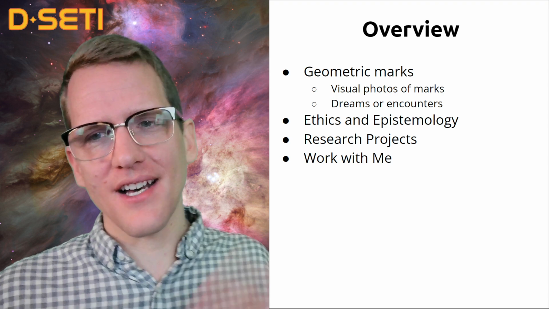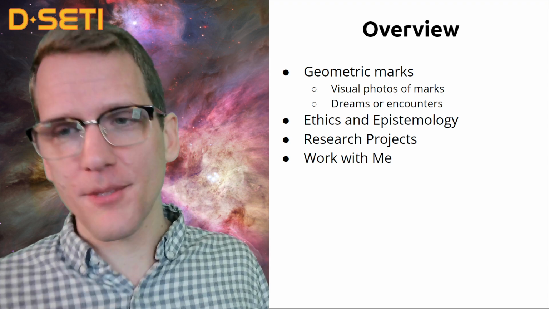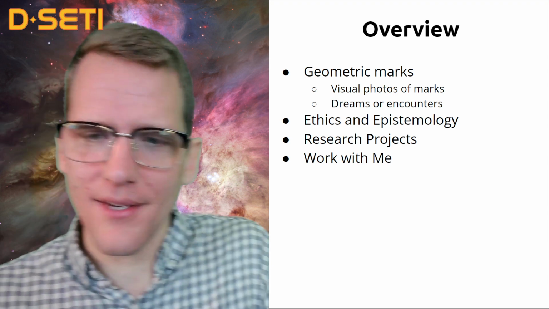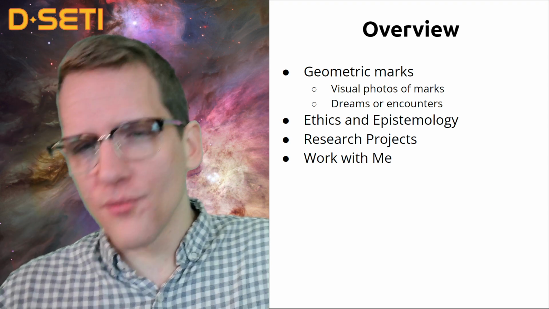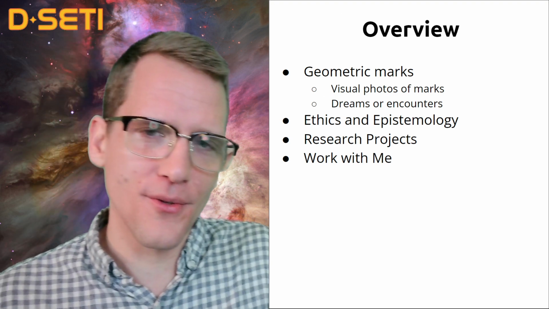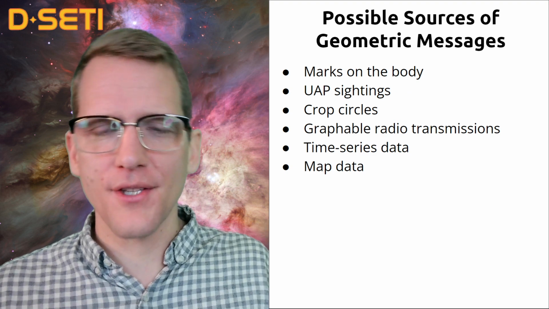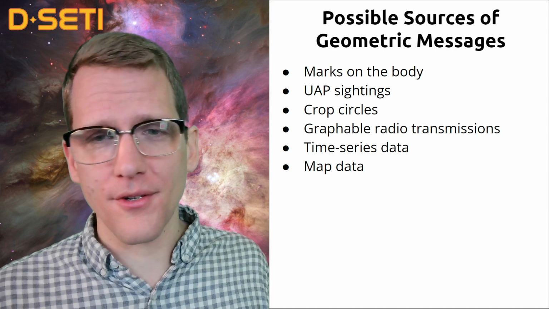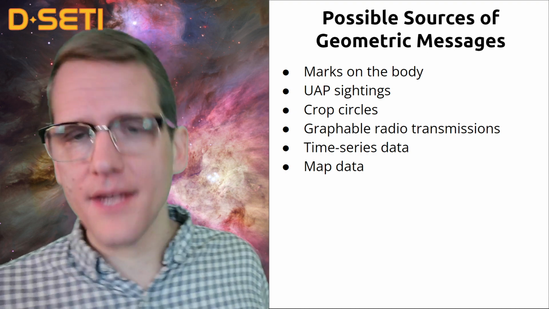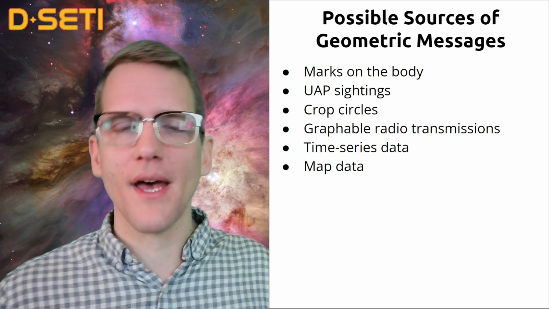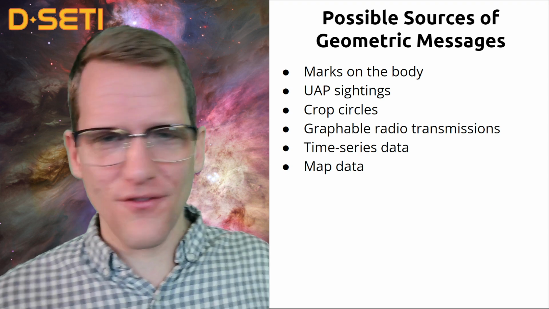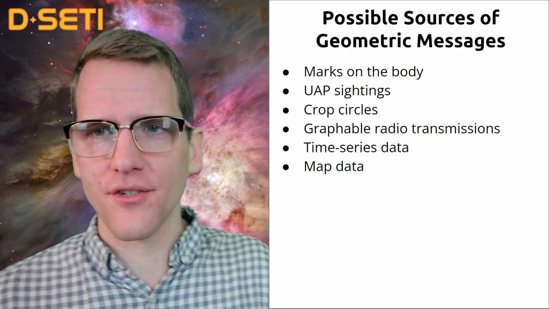I want to just talk a little bit about the geometric marks I'm curious about, as well as the ethics and epistemology associated with this inquiry, talk about some research projects, and invite you to work with me. So in this series we've talked about anomalous marks on the body, crop circles, UAP sightings, and Renaissance codes that all seem to express universal language that is very, very clearly geometric.